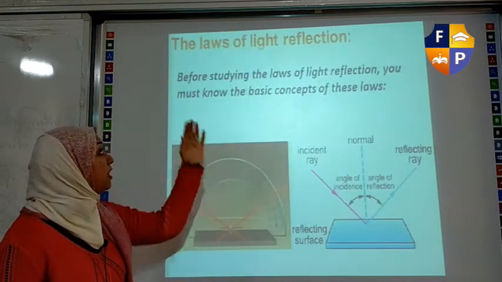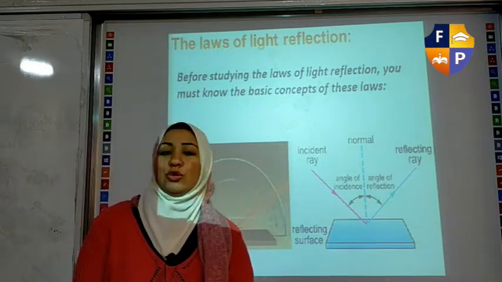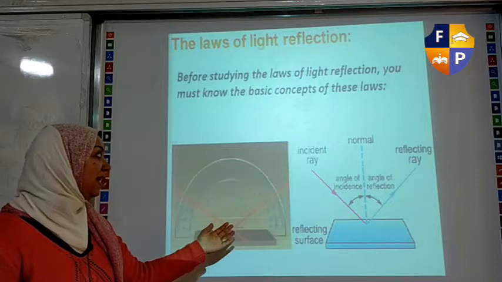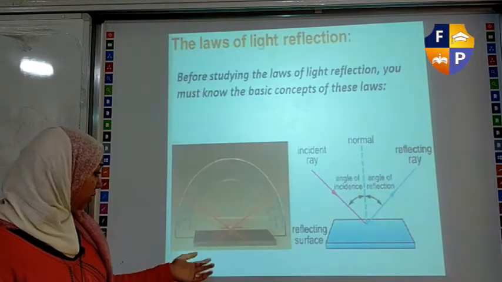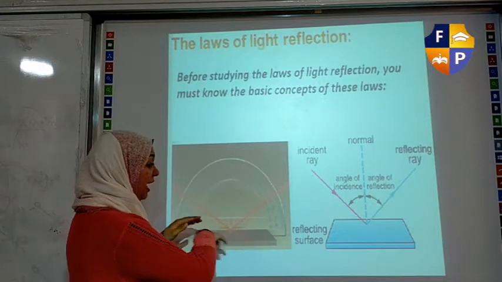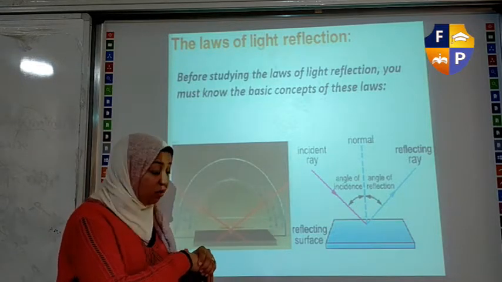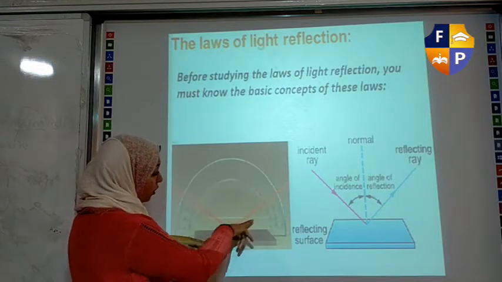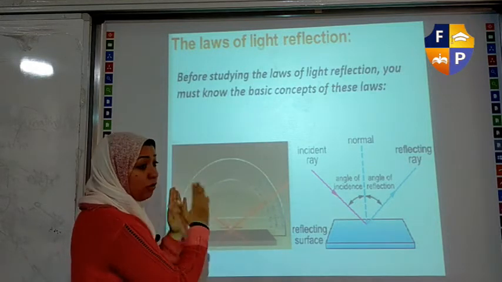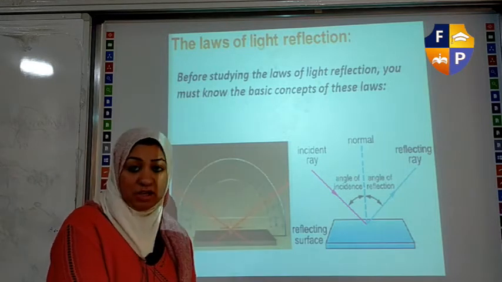Let's continue. The laws of light reflection. To study them very well, we make an experiment like this one, where we have a laser beam and a standard smooth surface, and we observe the reflection of the light beams. We are also going to use the compass to establish the laws of light reflection.